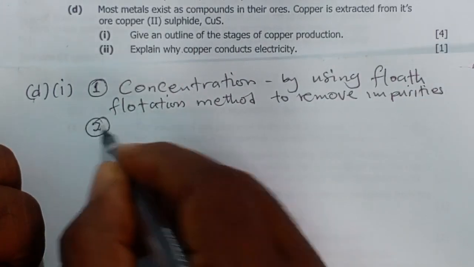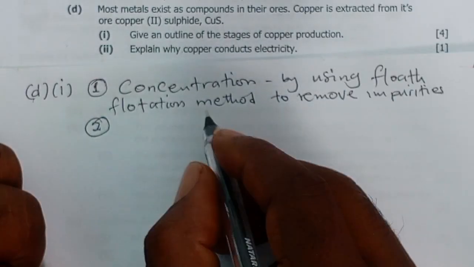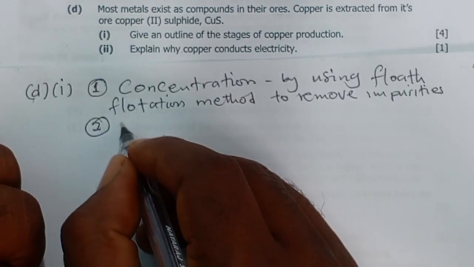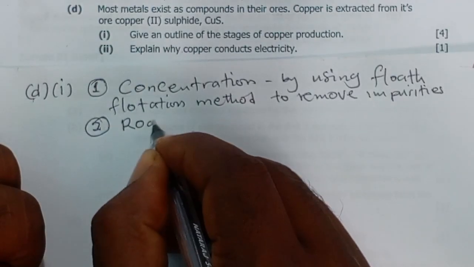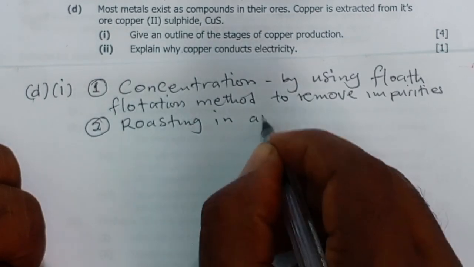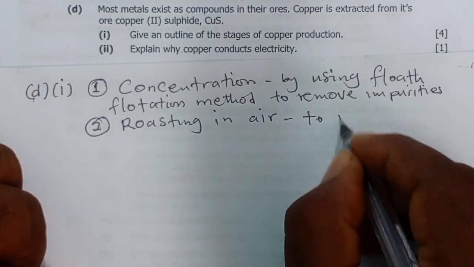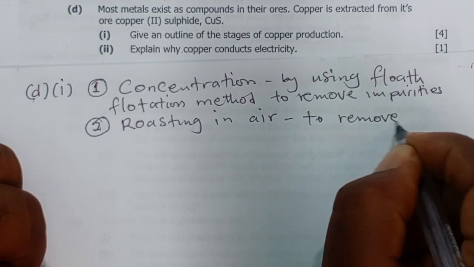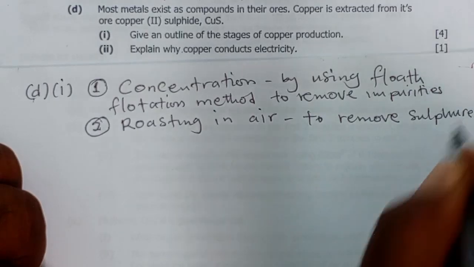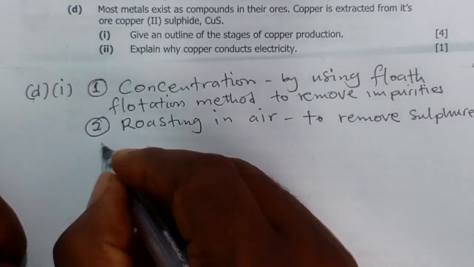So stage 2, after concentration, the concentrate is roasted in air. Roasting in air. So what is the purpose of roasting in air? To remove sulfur. So that is the purpose of roasting.